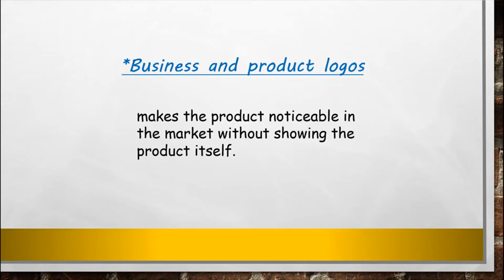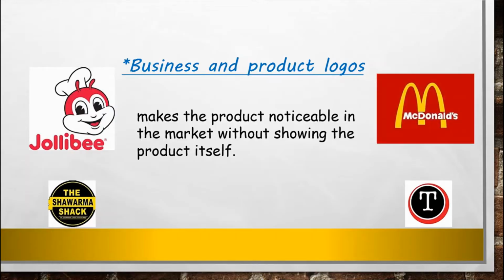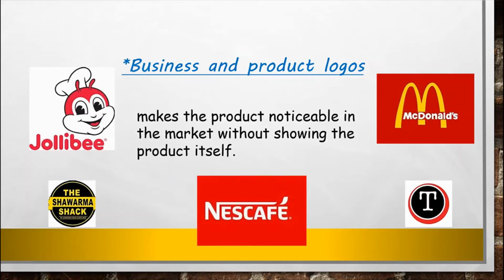Very good. Like for example, we have here T, symbol of T. It stands for Turks. Very good. Next we have B. A symbol of B, it is a logo for Jollibee. Another, Shawarma Shack. Ito yung shawarma ni na Catherine and Daniel. Another M. Ito yung product ng McDonald's. And lastly, we have the Nescafe. Ito yung nagbibigay buhay sa atin.